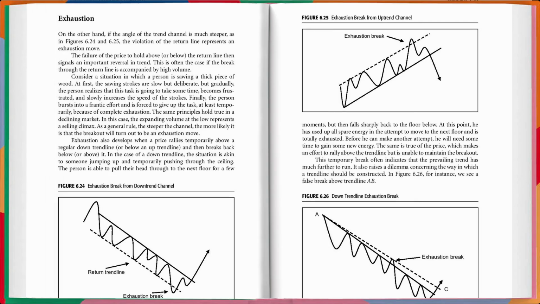In effect, the channel in Figure 6.23 represents a rising trading range, and the trendline violation is a breakout from it. Exhaustion. On the other hand, if the angle of the trend channel is much steeper, as in Figures 6.24 and 6.25, the violation of the return line represents an exhaustion move.